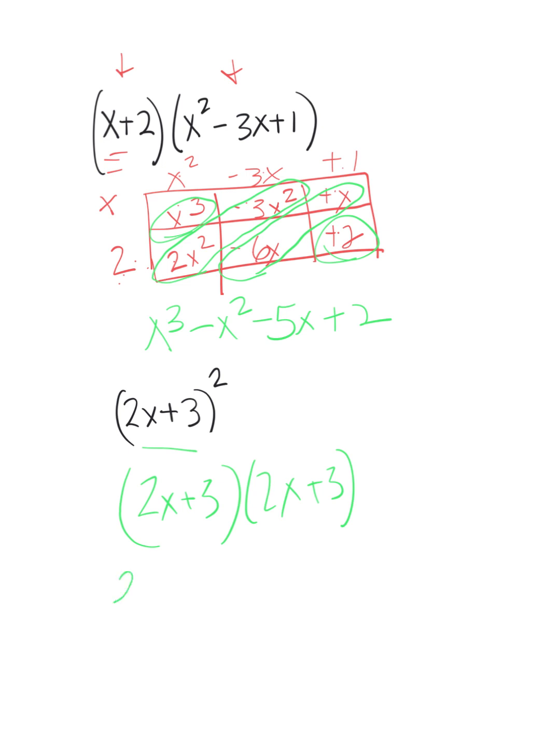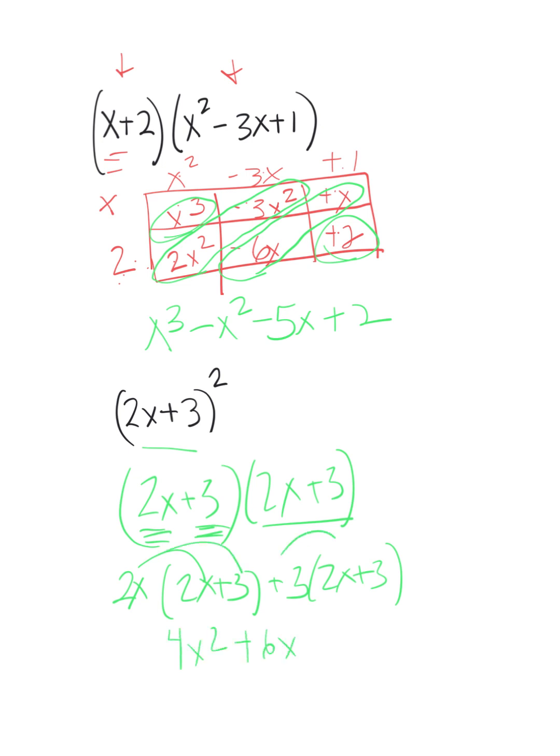And so this would be 2x times the 2x plus 3. And then positive 3 times 2x plus 3. And so we'll have 4x squared, 6x, 6x, and 9. And that will be 4x squared plus 12x plus 9 for the final answer.